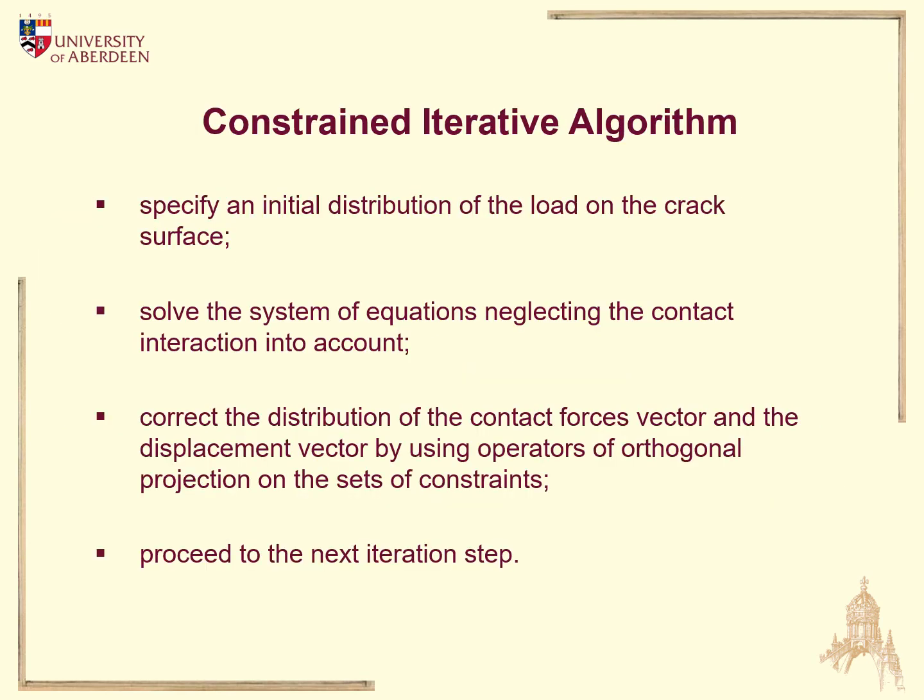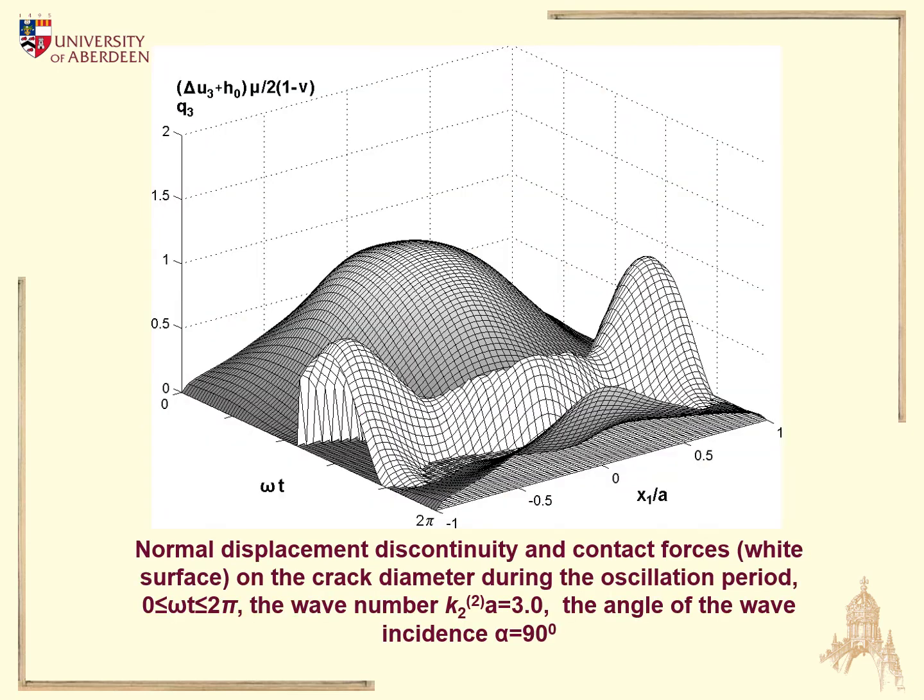In order to do it, we use a constrained iterative algorithm. So we solve the problem step by step, slightly correcting the solution at every step. And at the very end, we must have a physical solution which would not need any correction anymore. This algorithm may be called the Uzawa iterative algorithm. And that's how the corrected solution looks.